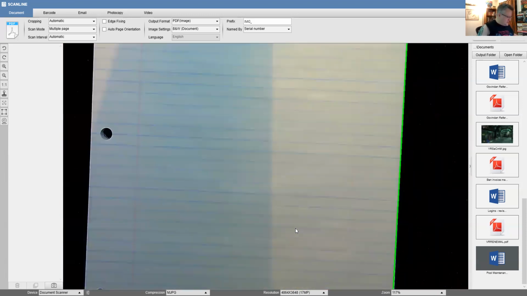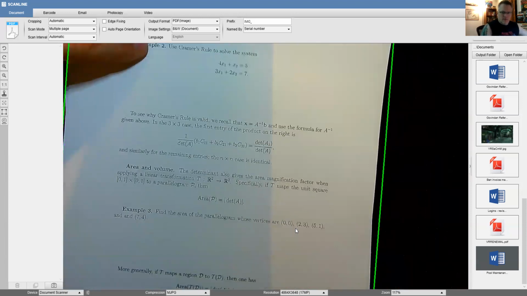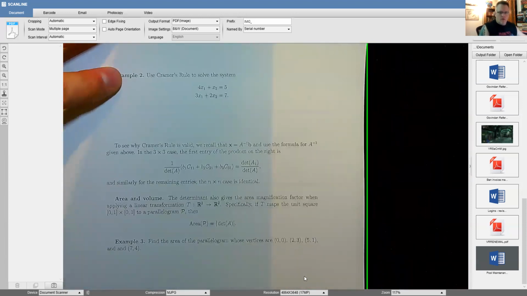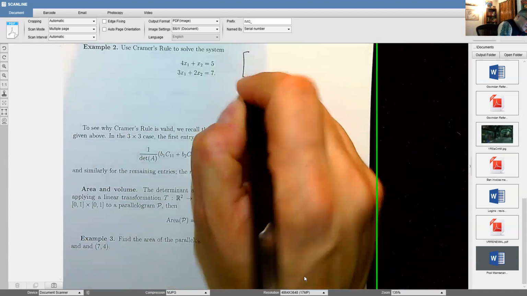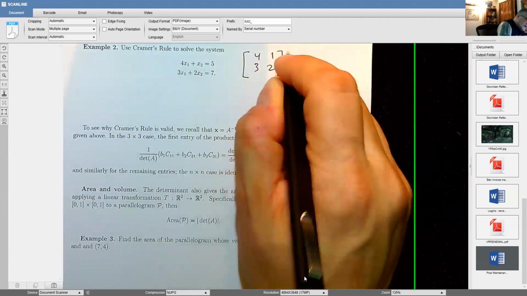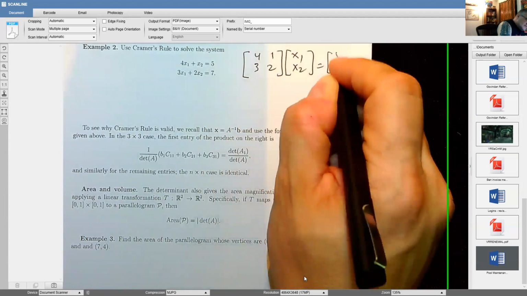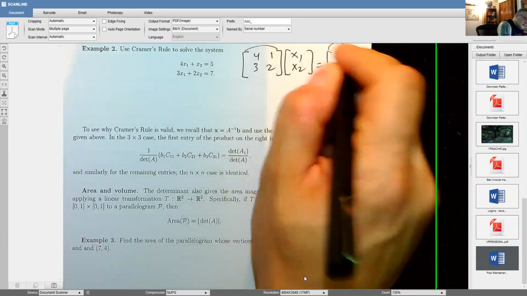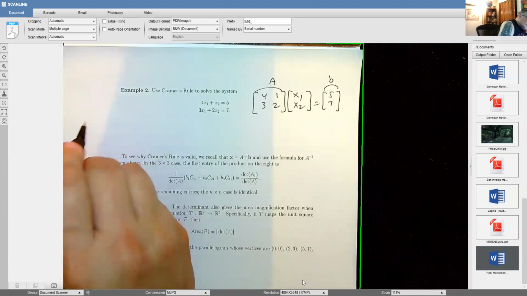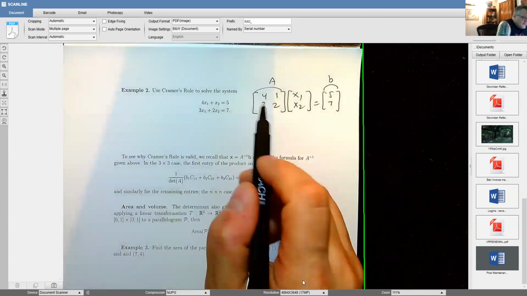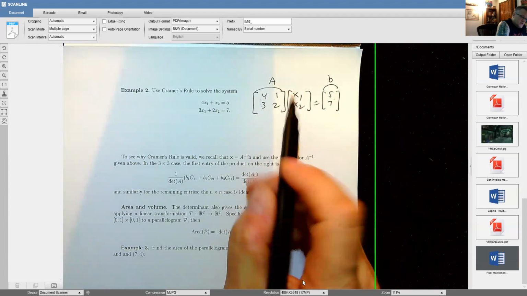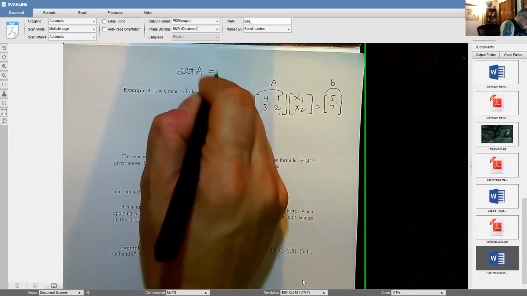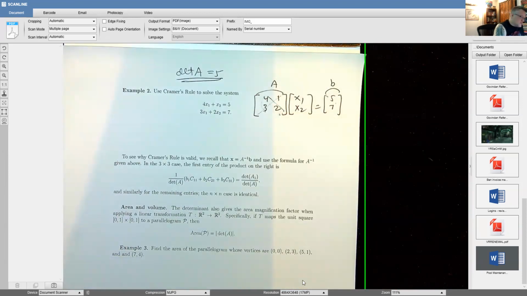All right, and so let's see how to actually use this on a simple example. Let's look at this guy here. Let's rewrite this in matrix form. We have the matrix 4, 1, 3, 2. That's our A matrix, times x1, x2, and our right-hand side is 5, 7. So this is our matrix A, this is our matrix B. And what Cramer's rule tells us is, as long as A is invertible, and if A is not invertible, there would be no solution anyway, because technically you have to multiply both sides by A inverse to get the solution. Notice the determinant of A here is just 5, right? 4 times 2 minus 1 times 3. So we're good with the invertibility.